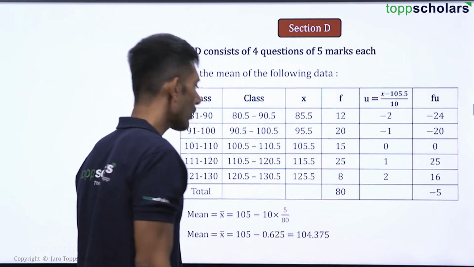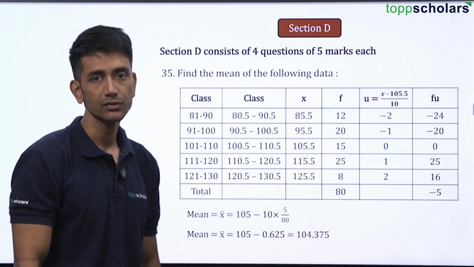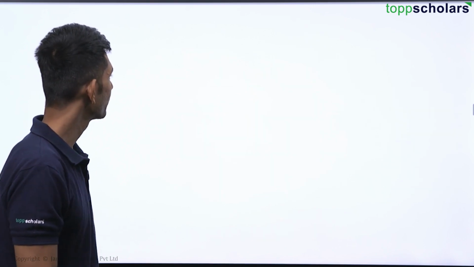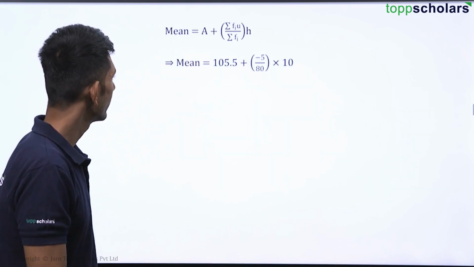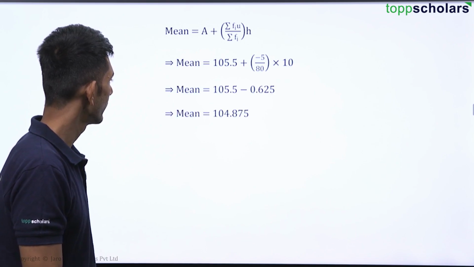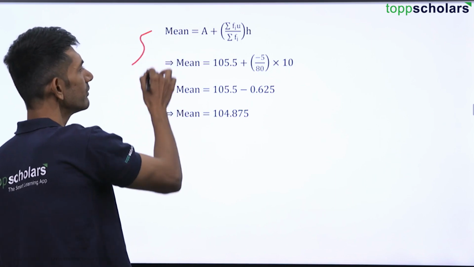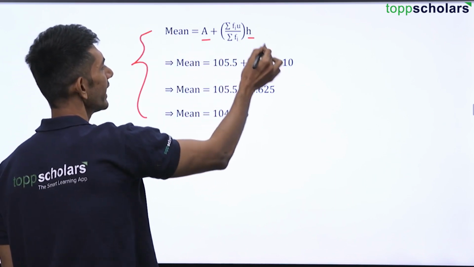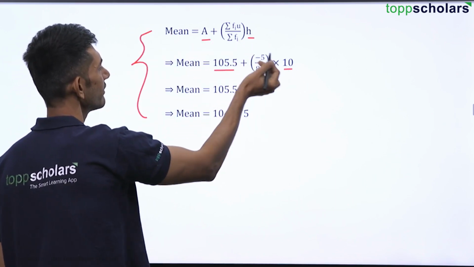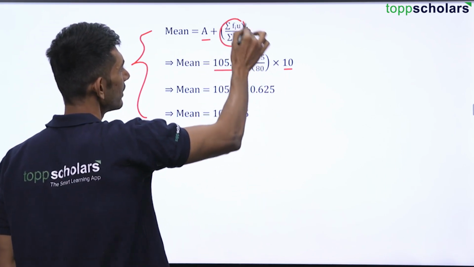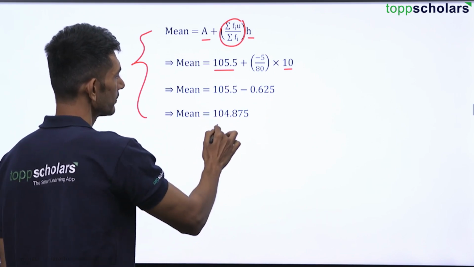So I hope you have understood how to find out the mean of this data. This question was asked for 5 marks. Simple. Right? So here is the calculation. That was also the calculation for the same. As I told you the formula, H is 10, A is 105.5. This is our assumption, and then this part we took the summation and solved it further.